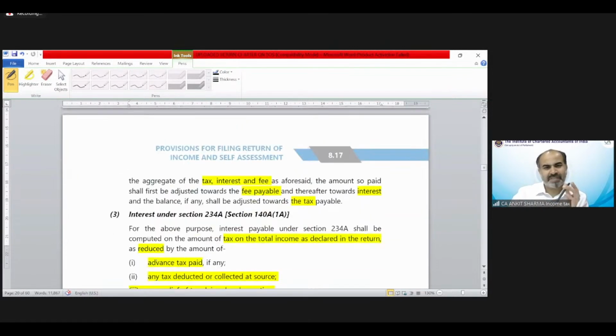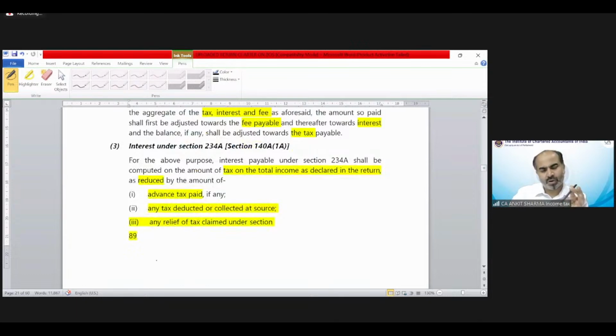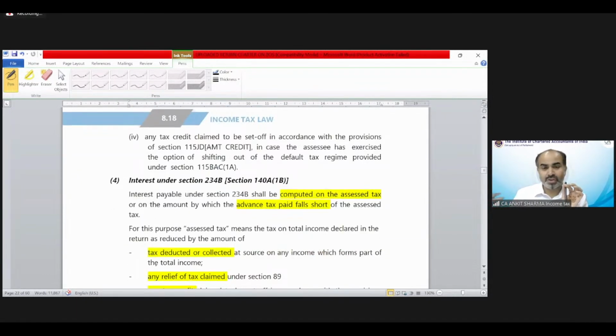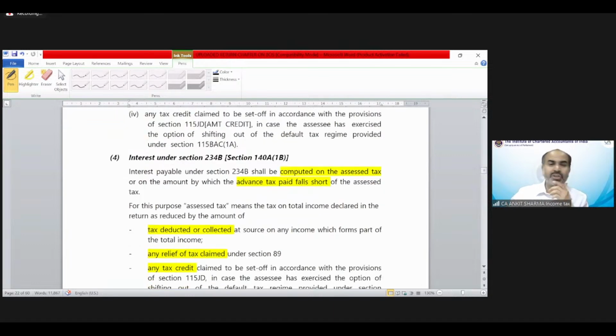Order of adjustment, we have discussed each and everything already in detailed topics. So we have to complete MCQs also. We have almost 18 to 20 MCQs. We have questions from May 2024 and November 2023, that again we are going to discuss. Interest under section 234B has been discussed in the advance tax provision.